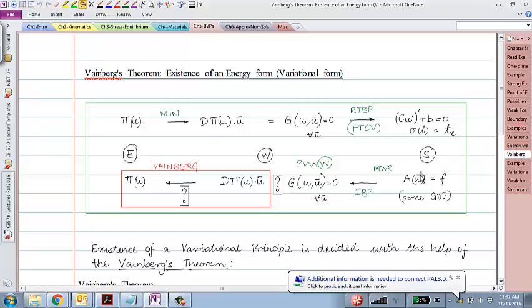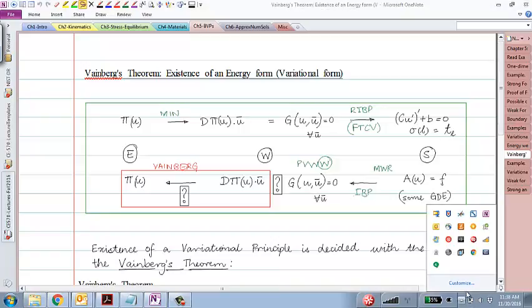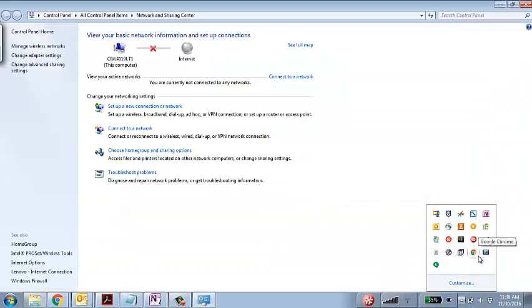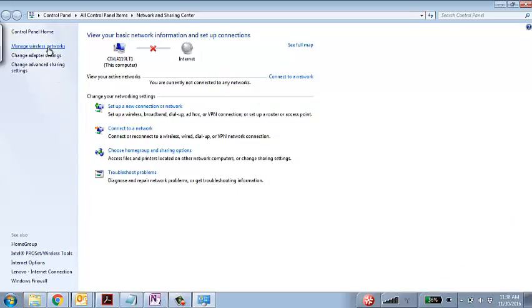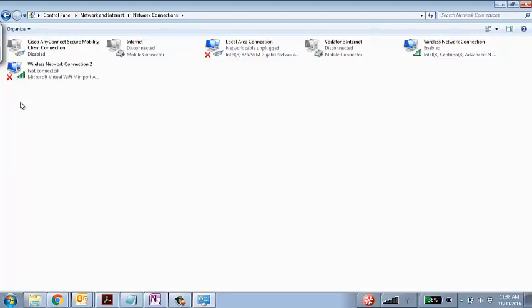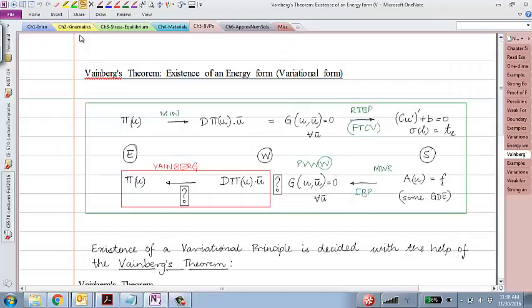Because the strong form itself is difficult, let me see if I can just disable this. Maybe not. Disable. All right.